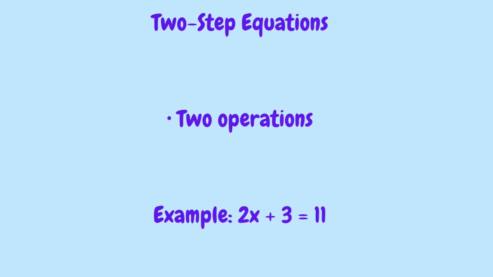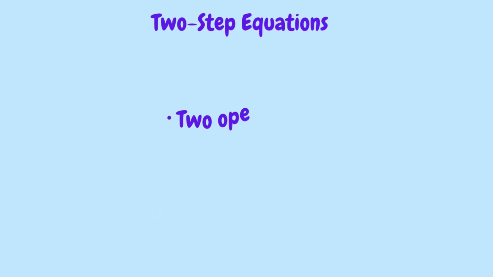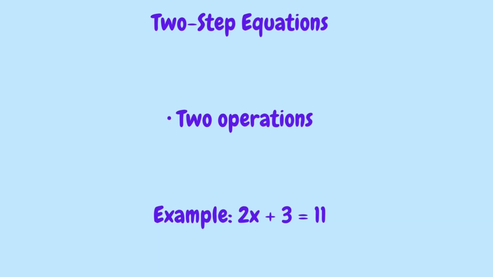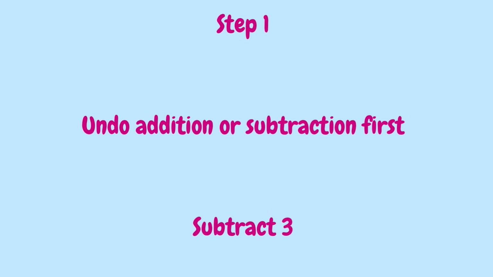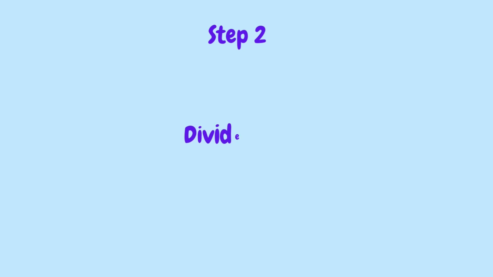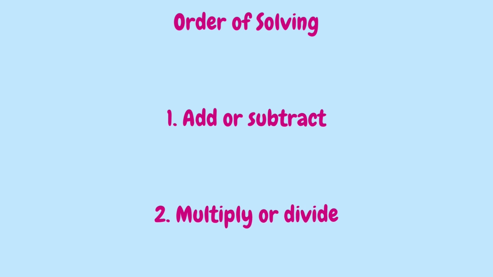Two-step equations. We have two operations. 2x plus 3 equals 11. So step 1, undo addition or subtraction first. Subtract 3. Step 2, divide by 2. So we get here x equals 4. How to solve these? Order of solving. First, add or subtract. Second, multiply or divide.